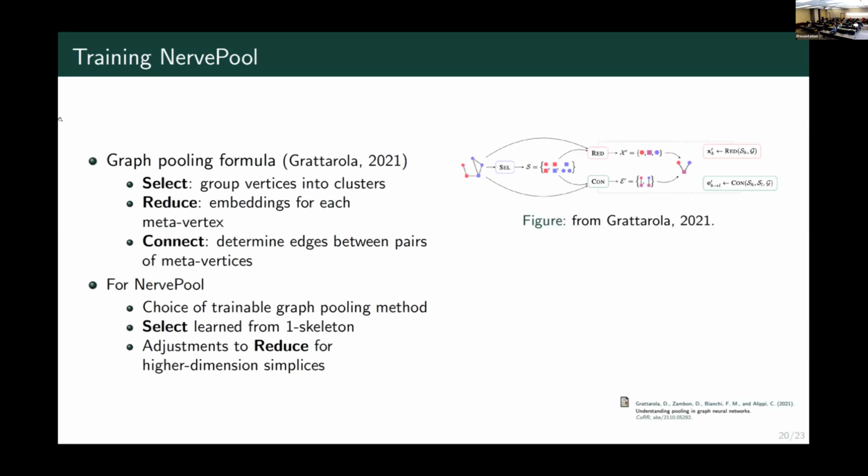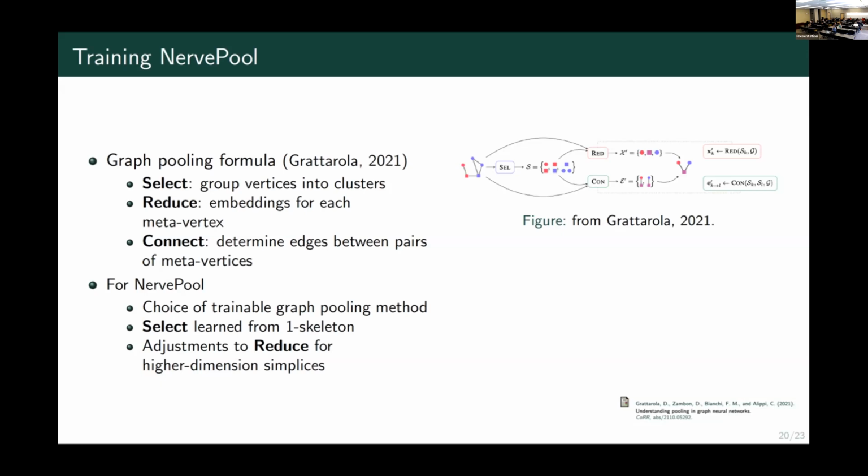So there's this nice formula that Bianchi showed in 2021. We're breaking up the idea of graph pooling into these three steps where you're selecting, you're reducing, and then you're reconnecting. So you're breaking up your graph into clusters, then you're reducing, so you're getting reduced embeddings for each of your meta vertices, and then you're connecting your graph back up to determine which edges should be paired, or which vertices should be paired via edges.